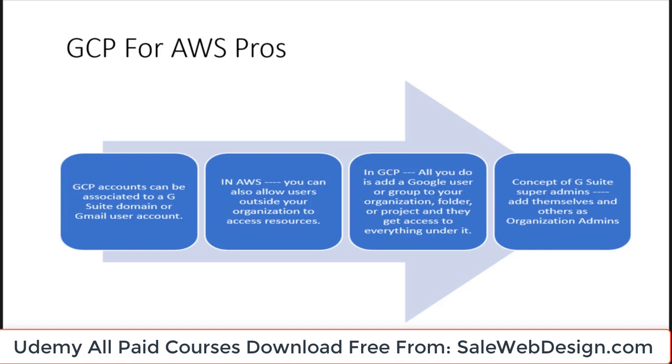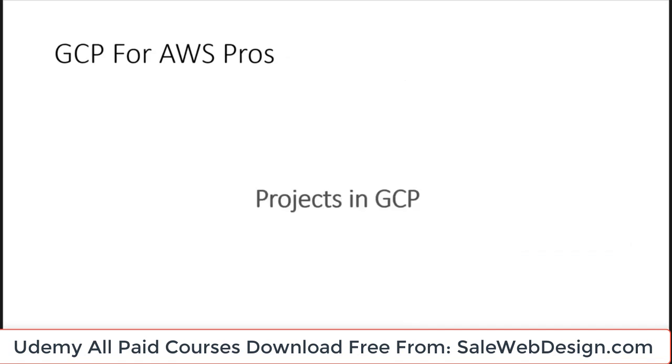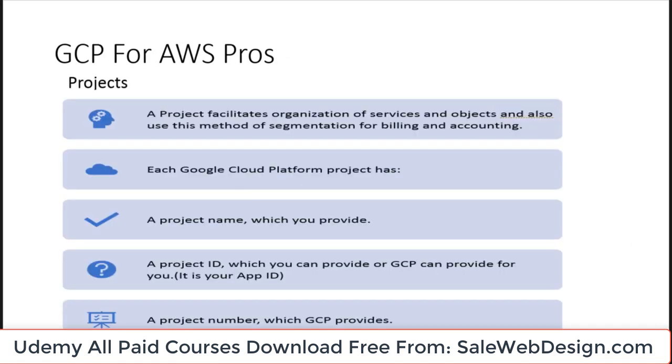Now, when it comes to, for example, a project in GCP, let's think of a project as an organizational sandbox. That's really a good way to look at it. It allows you to segment resources, and when I say resources, I'm really saying services such as Cloud Storage or Compute Engine, and allow you to have separate billing and accounting. Now, each cloud project is going to have a project name, a project ID, and a project number.